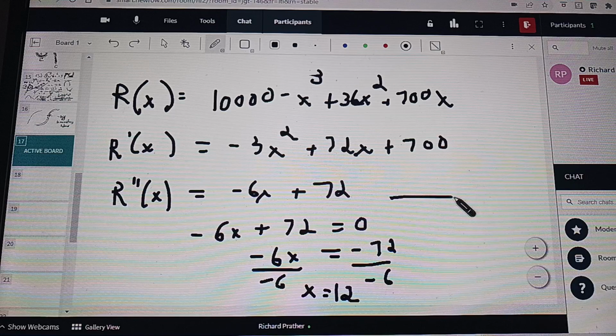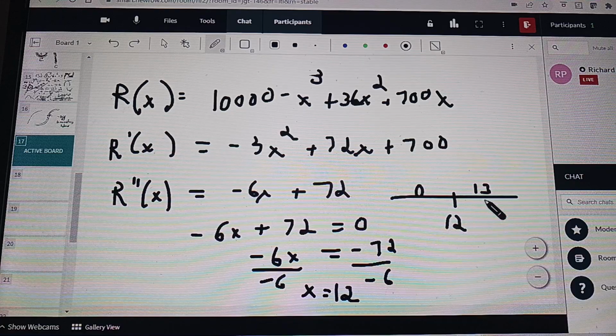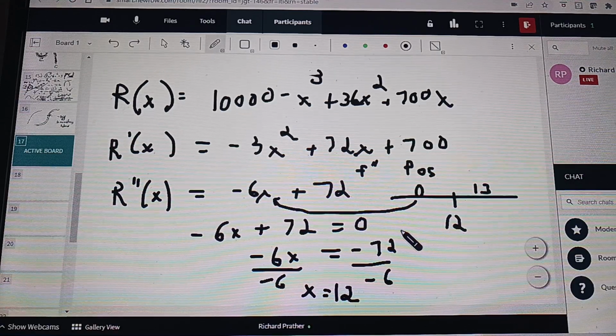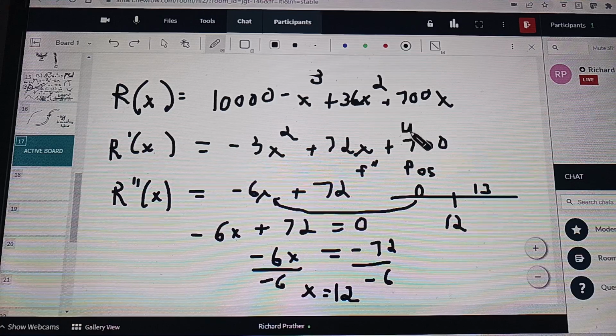Okay, so make a number line. Here's 12. I'm going to pick 0 and 13. And you plug these into the second derivative, not the first or original, I mean. Put a 0 into the second derivative. And that would make this 0 plus 72. The second derivative is positive all the way up to 12.